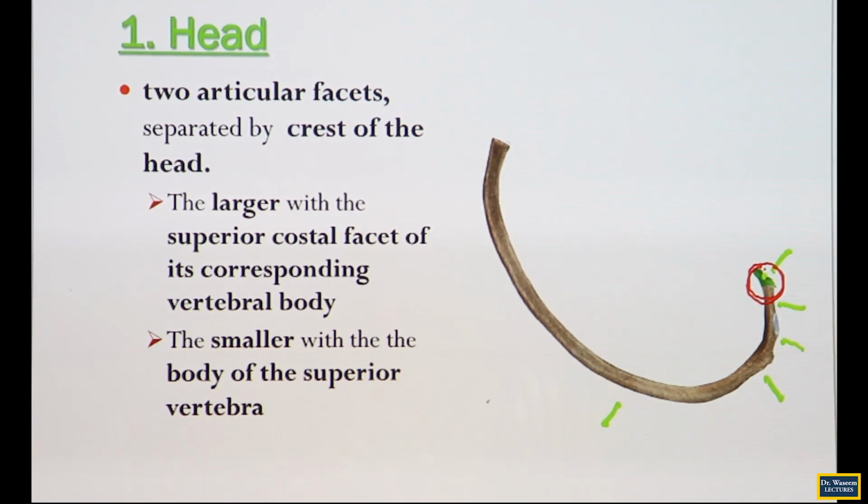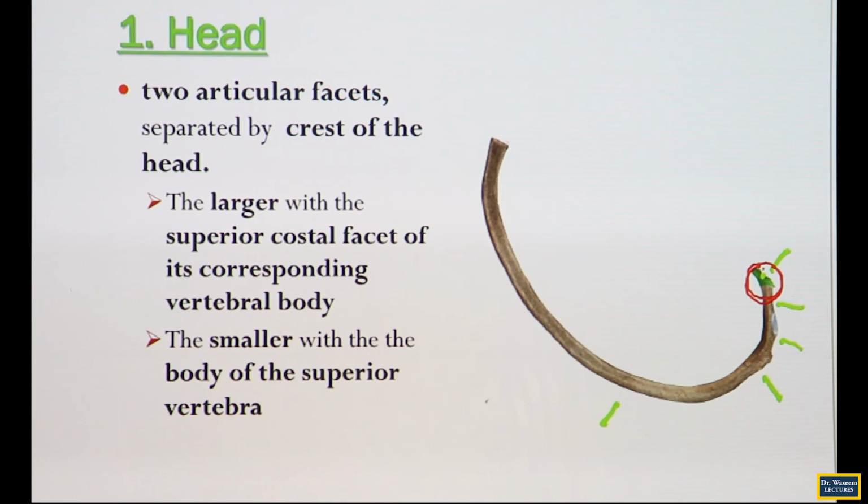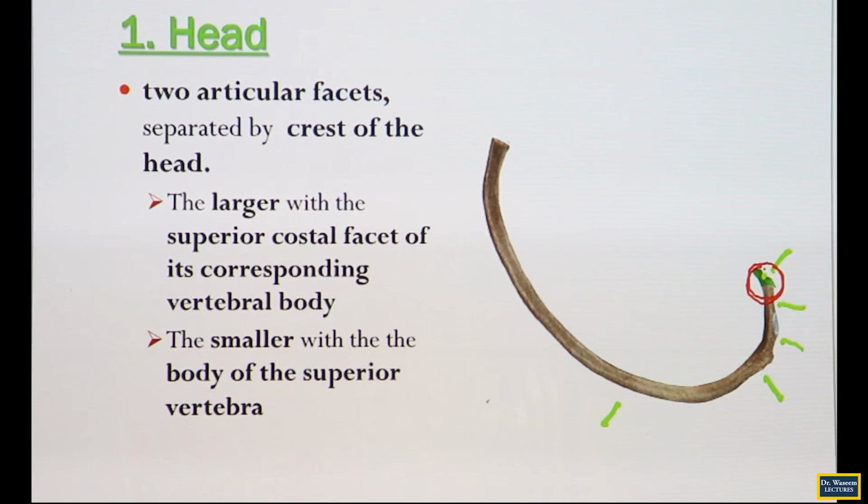the head lies posteriorly, and it articulates with the vertebra, because the head has basically two articular facets. The larger one will be the lower and the smaller one will be the upper. Both of them are separated by a small ridge of the bone that is called the crest of the head. So this is called the head, and the head articulates posteriorly with the vertebra.